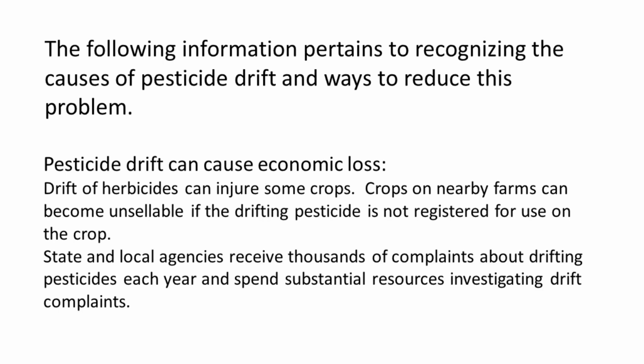The following information pertains to recognizing the causes of pesticide drift and ways to reduce this problem. Pesticide drift can cause economic loss. Drift of herbicides can injure some crops. Crops on nearby farms can become unsellable if the drifting pesticide is not registered for use on the crop. State and local agencies receive thousands of complaints about drifting pesticides each year and spend substantial resources investigating drift complaints.